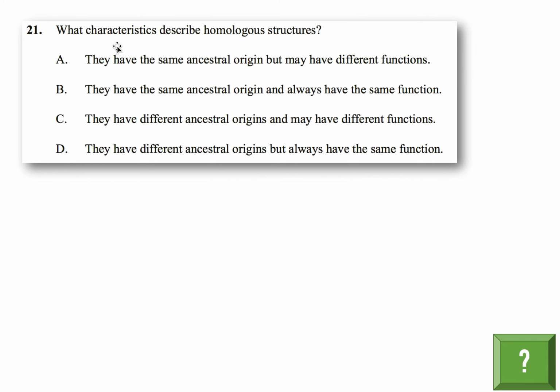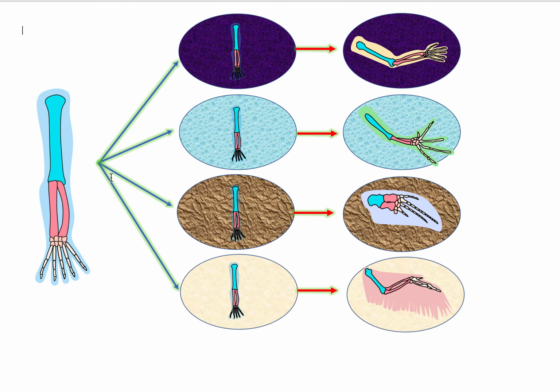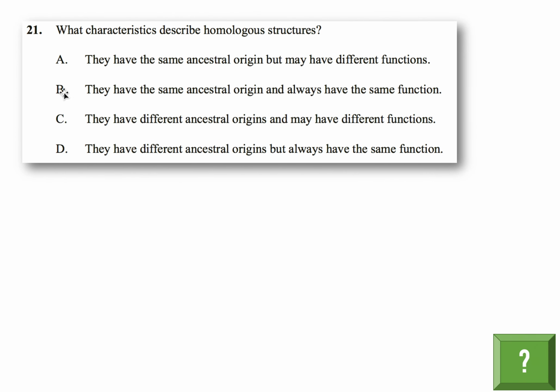So what characteristics describe homologous structures? Again, the same thing here. Homologous structures means they have the same ancestral origin but may have different functions. See, that's true. They have the same origin a long time ago, but they have slightly different functions due to evolution of the environment that they were in. So it's going to be A. It's not B because they're saying the same ancestral origin and always have the same function. That's not true. They have different ancestral origins but always have the same function. So again, that's not true. They should have the same ancestral origin. So the answer's got to be A.